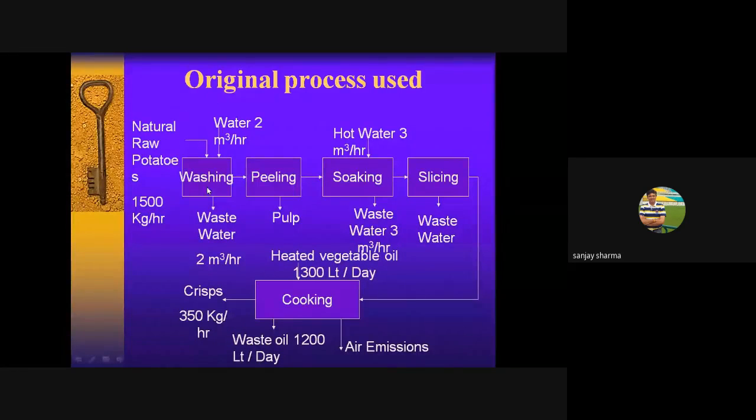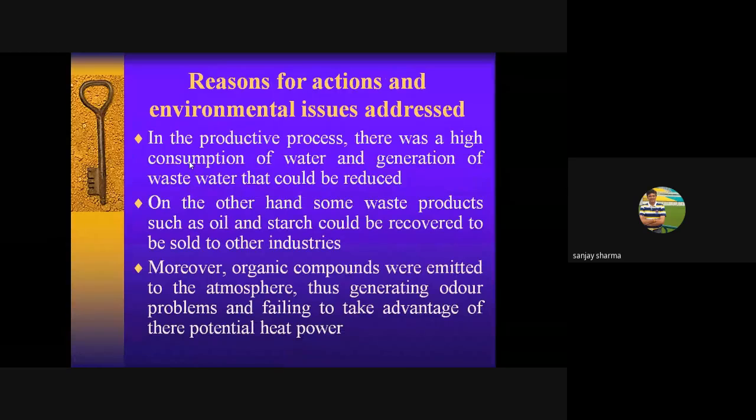Basically, as I said, you have to carry out auditing of the different processes. So here it was seen how much water is being used in washing, then peeling and pulp, hot water soaking was there, slicing was there, it was generating wastewater, because peeling is generating, washing is generating wastewater, then heating, cooking was started, and some oil, etc., which was waste, was to the order of 1,200 liters per day, and the air emissions were also there. And finally, this is basically the original process used.